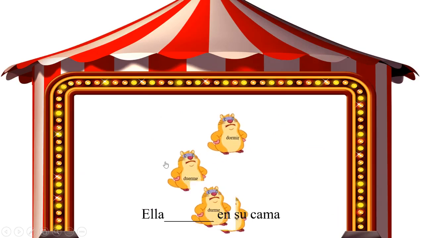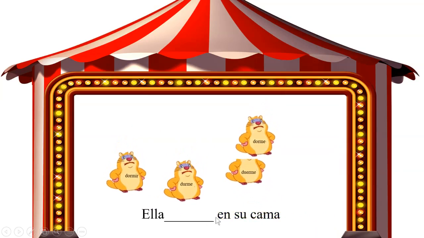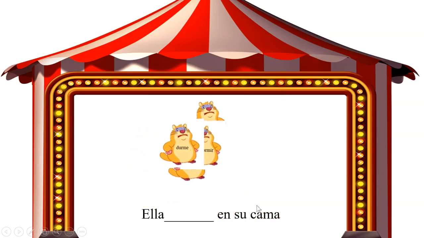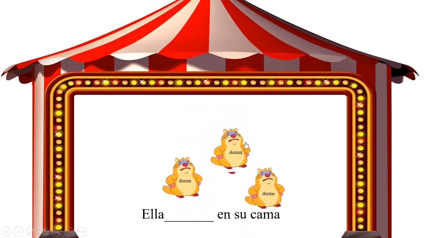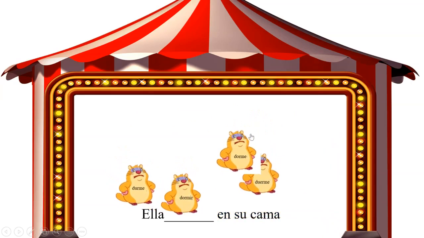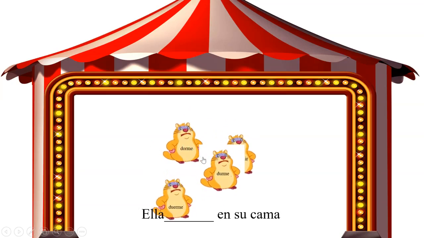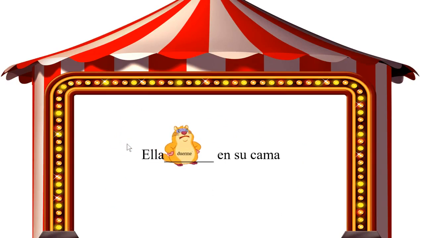Another example here. Ella. In this case, I didn't change the sentence. Ella en su cama. The verb is dormir. And let's suppose that when they click on dormir, for example, it's incorrect. Dorme, incorrect. Durme, incorrect. Duerme is correct. And that is how you play this game.